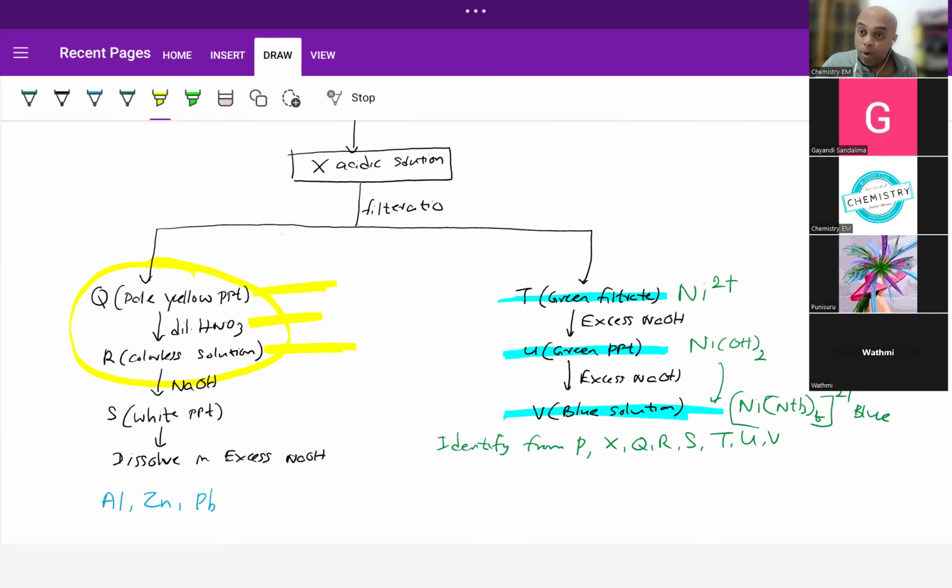Lead what? Lead bromide. It should be lead bromide, right? Not lead chloride. Lead chloride is almost white. Lead bromide is pale yellow. Lead iodide is dark yellow, or brown color, right? So this should be lead bromide. Upon addition of HNO3, it is converting into lead nitrate. This is a colorless solution.